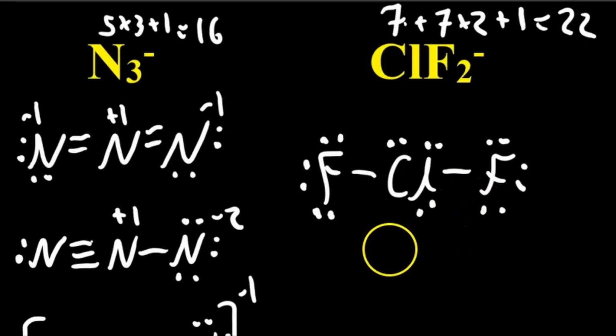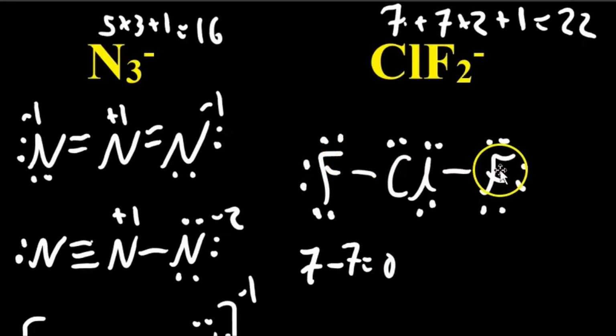So this looks kind of weird, but we're okay. We didn't violate anything. Now the next step is to calculate the charges. And the charge equals the expected minus the owned. Fluorine expects to have 7, and it owns 1, 2, 3, 4, 5, 6, and 1 in the bond is 7. So its charge is 0. Same thing with this fluorine.